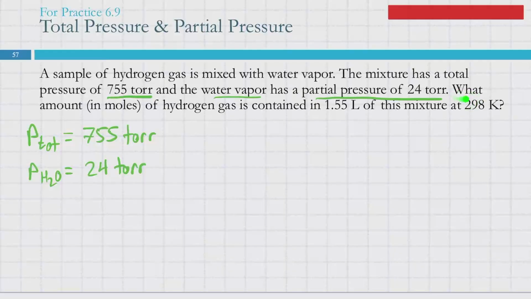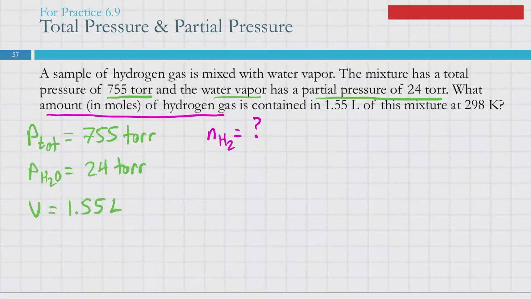We look back at the problem. What amount in moles of hydrogen gas? So we're trying to find moles of hydrogen gas. That would be n sub H2. That's what we're looking for. And we're also given some other conditions, 1.55 liters and 298 Kelvin. So liters is a unit of volume, so 1.55 liters for our volume, and 298 Kelvin is our temperature.